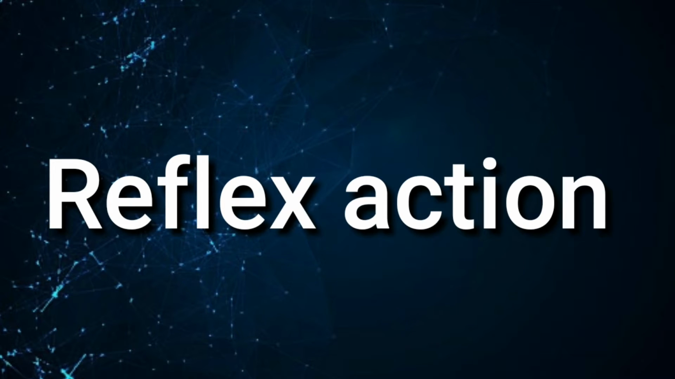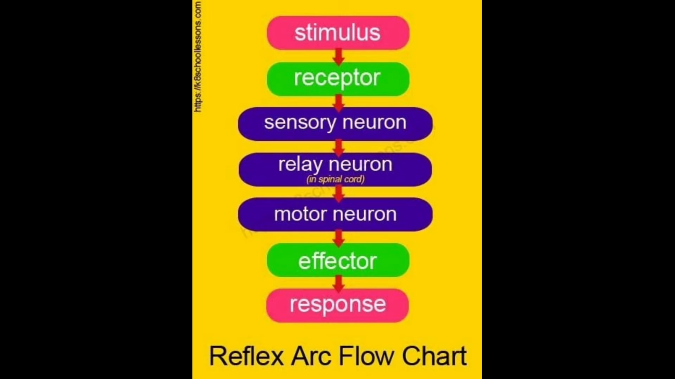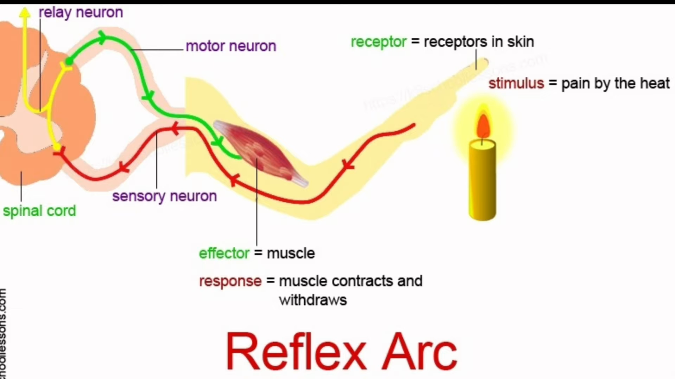Reflex action. A reflex action is an involuntary or automatic action of our body in response to something. Most reflex actions take place when the messages are sent to and from the spinal cord without involving the brain. Hence, such responses are very fast.